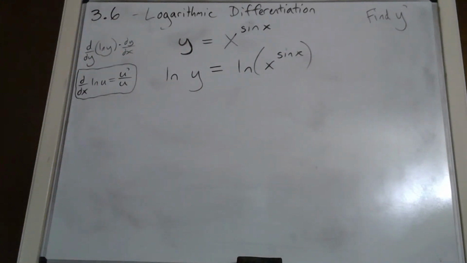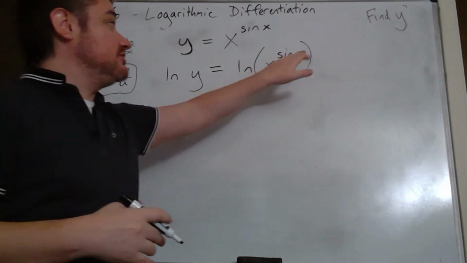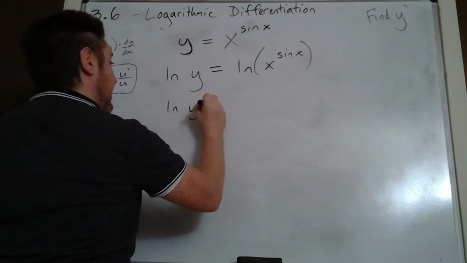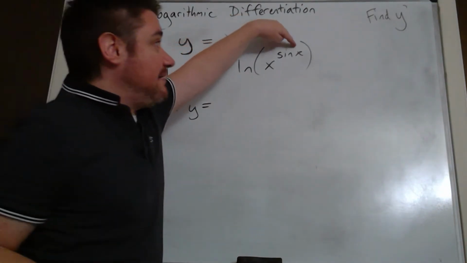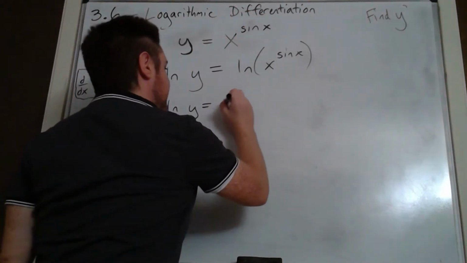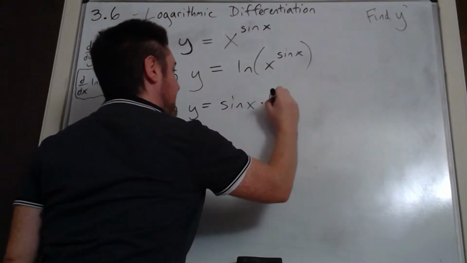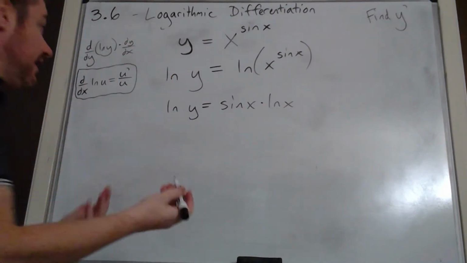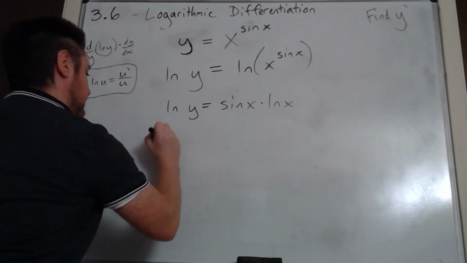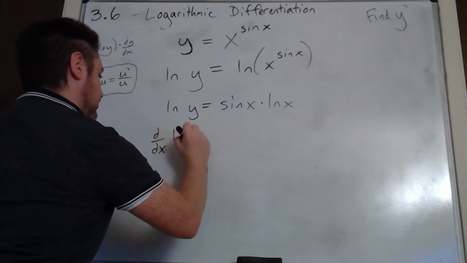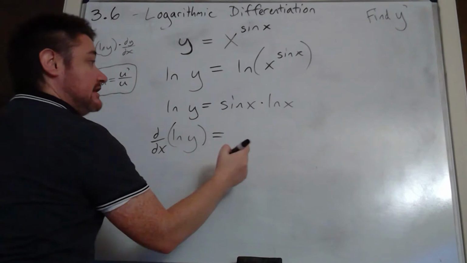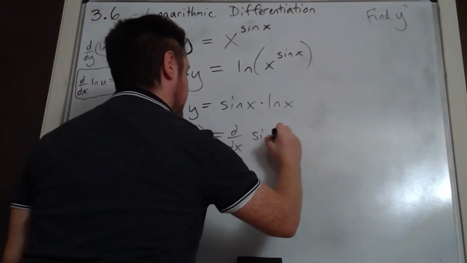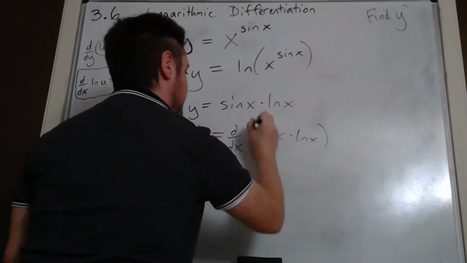And now once we do that, before we take our derivative, we want to simplify the right-hand side in this case. So we've got natural log of y is equal to, using our log property, bring the exponent out front, we get sine x times natural log of x. Cool. What do we do here? Apply d dx to both sides. So d dx of natural log of y is equal to d dx of sine x times natural log of x.